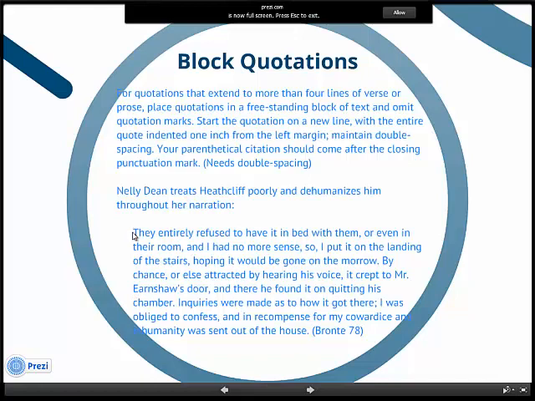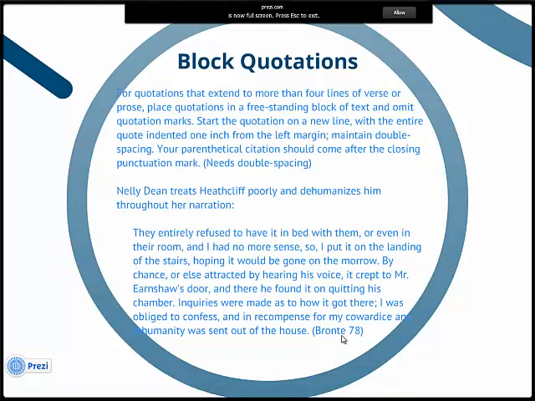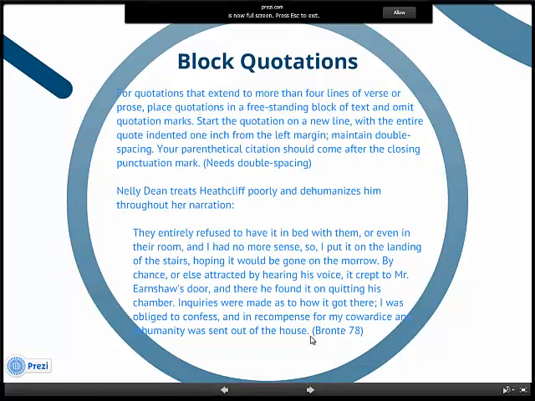You don't need quotation marks, but the in-text citation comes after the last period. So you have the author's last name and then the page number, and that comes after the last period. So if you would continue on in this paragraph, then the next sentence would align with your first introductory sentence.